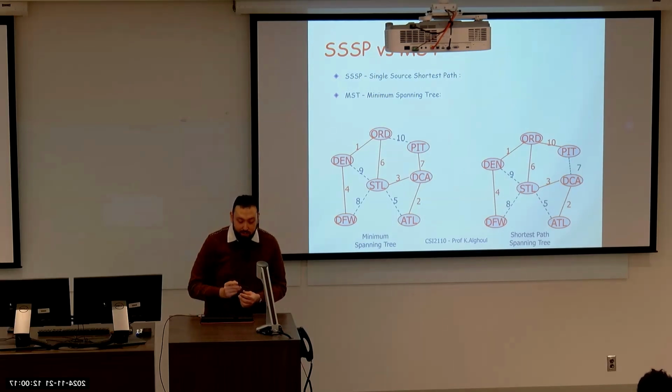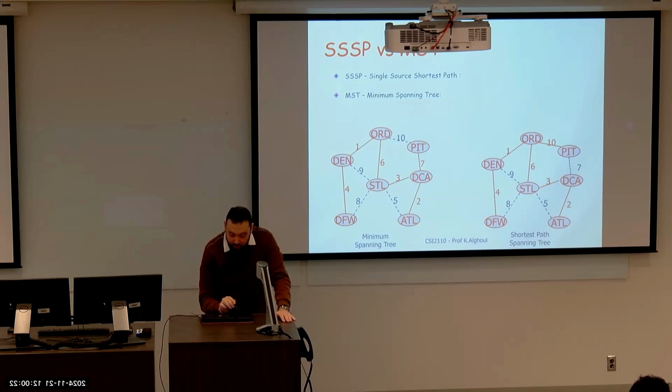What's the difference between the single source shortest path and the minimum spanning tree? Look at this, guys. Both of these are spanning trees. Am I correct or wrong? Both of them are spanning trees. Is there any cycles? No. This doesn't have a cycle. This doesn't have a cycle. Correct? Okay. If I'm using the single source shortest path, this tree here, and I want to calculate all the weights, so let's see what would be the total.